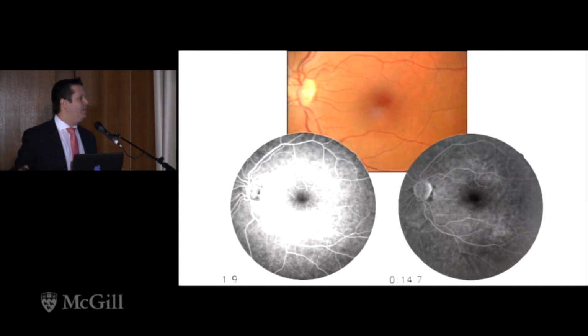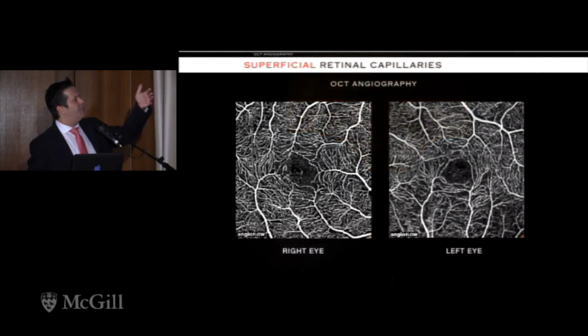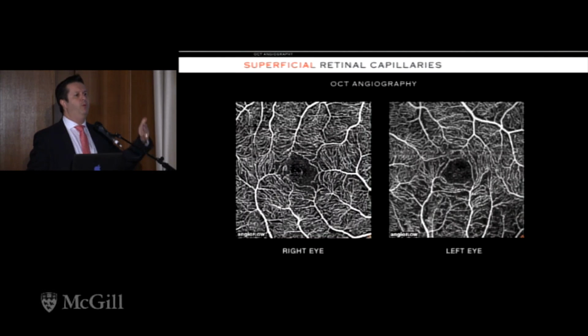Just to give you an example, this is a patient of mine who came to me complaining of decreased visual acuity. We did the established imaging that we normally do: color photography and fluorescein angiography, early and late phases. We look at the superficial capillaries that we would normally see in the fluorescein angiography, and we didn't see anything wrong in either the right eye or the left eye. But OCT angiography gives us the possibility of assessing other capillary layers.